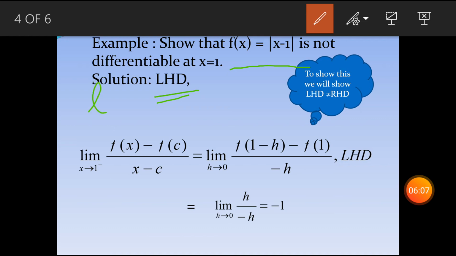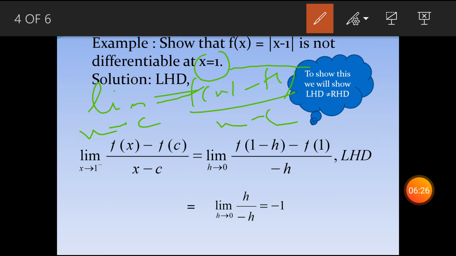Limit x tends to c, (f(x) - f(c)) upon (x - c). But they have said x = 1, so in place of c we are going to use 1. Now for the left hand derivative we are going to write 1 minus, so 1 minus means 1 minus h.